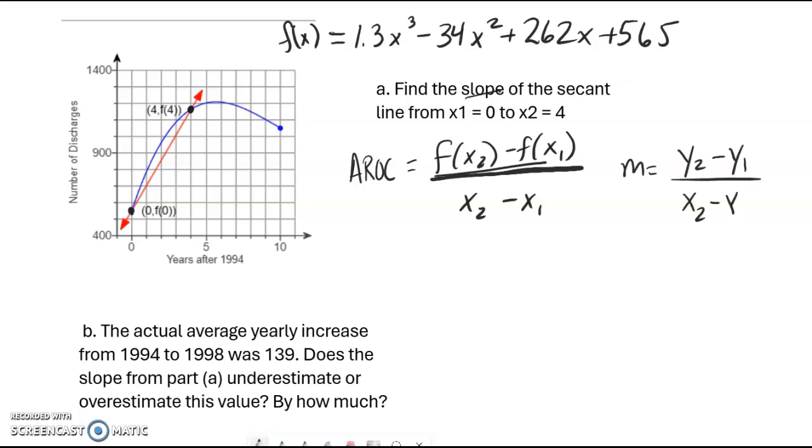Because remember, the slope is finding the change in the output, divided by the change in the input. And I'm using the shorthand, the triangle. It's the letter delta, a Greek letter delta, which means change in. And the slope finds us the change in the output over the change in the input. Well, the average rate of change is doing that also.